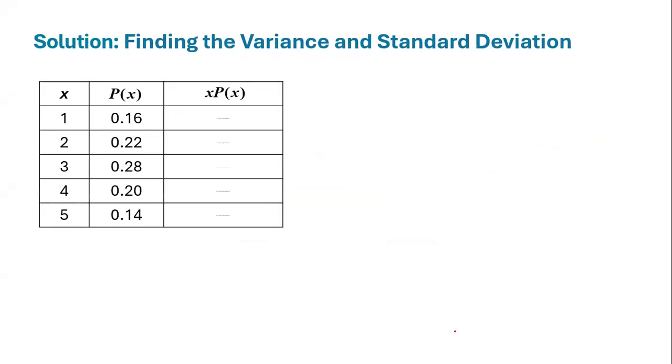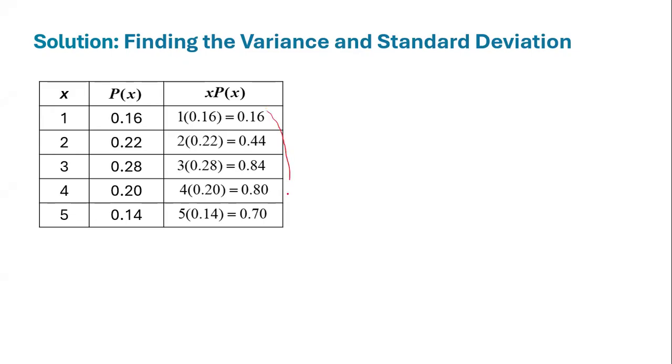So let's do that. If I multiply 1 by 0.16, I get 0.16. Multiply 2 by 0.22, 3 by 0.28, 4 by 0.20, 5 by 0.14. And we get these numbers. Now to find the mean, we need to add all these values. And if you add them together, it gives us 2.94. So the mean is 2.94.